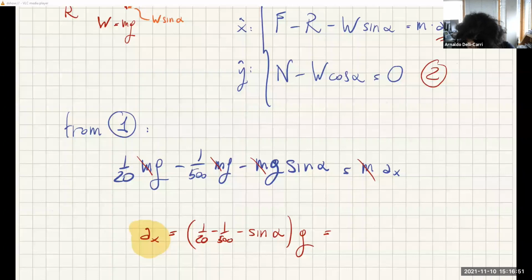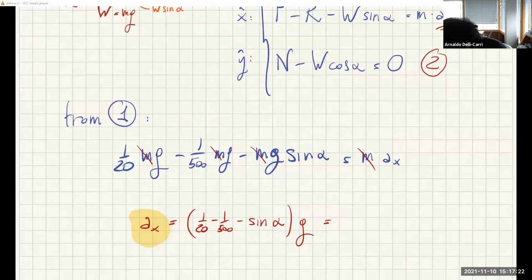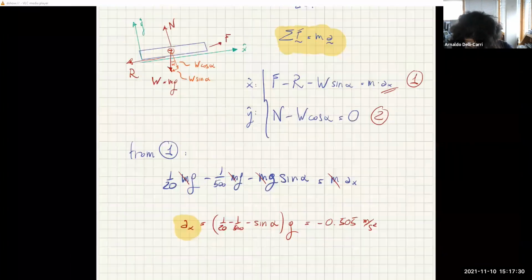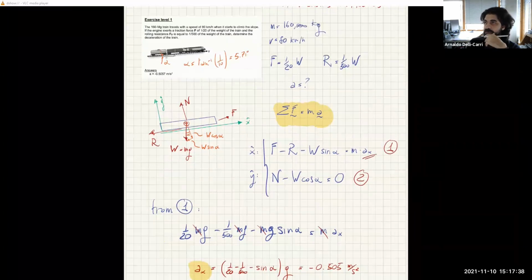And so this is 1/20th minus 1/500th minus sine of 5.71, which is almost 0.1, times g, 9.81. So this number is minus 0.505 meters per second squared. There you go. This is the final answer. As you can see, it's quite easy. As soon as you do the free body diagram, it's very easy to solve everything by looking at the information we have.